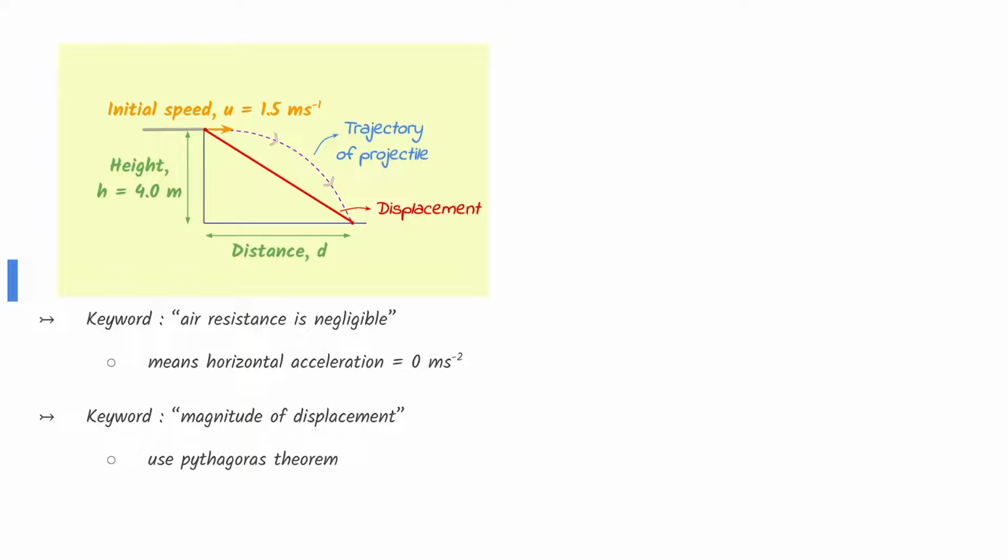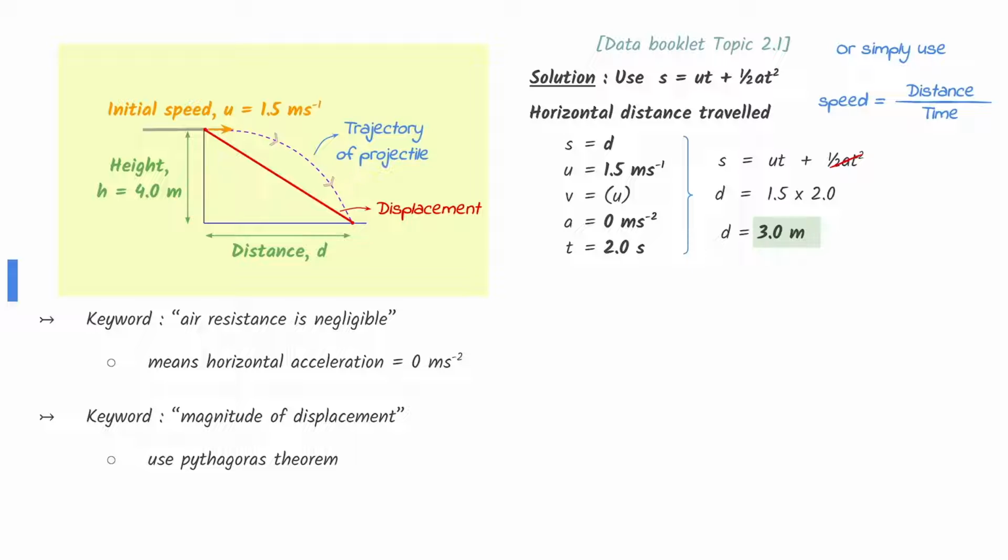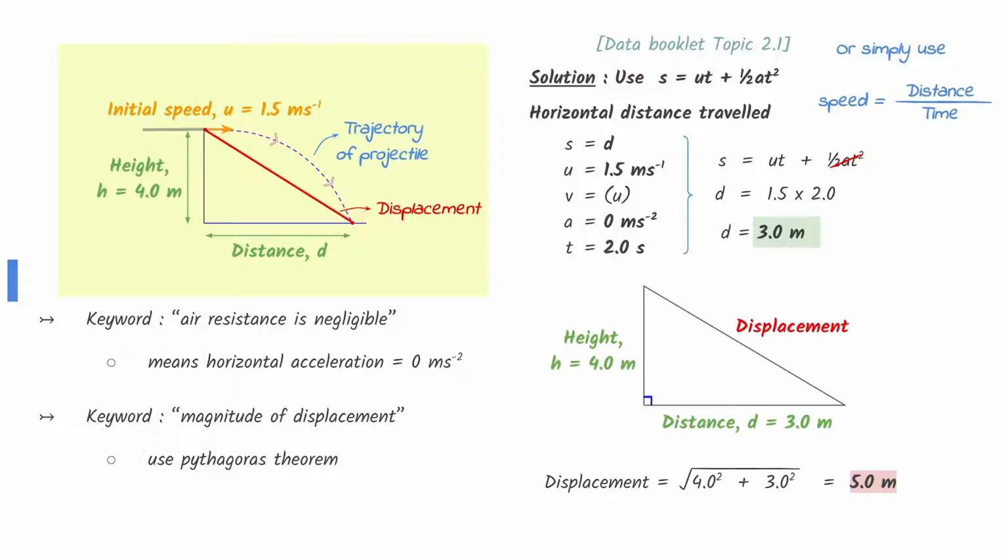In this question, we are asked to find the magnitude of the displacement of the stone. This will be the shortest distance from the start to where the stone lands. First, use the equation given in the data booklet to find the horizontal distance traveled. The distance can also be found by simply using speed equals distance over time, since the horizontal acceleration is 0. The vertical distance moved is 4.0 meters and the horizontal distance moved is 3.0 meters. Use Pythagoras' theorem to find the displacement. You may have also noticed that this is a 3-4-5 triangle.